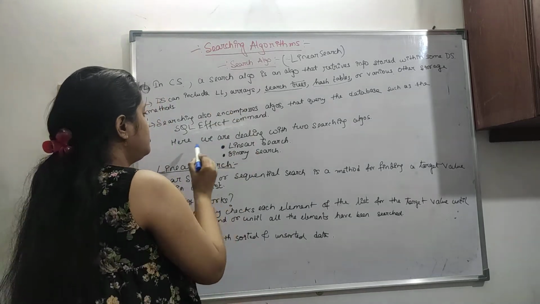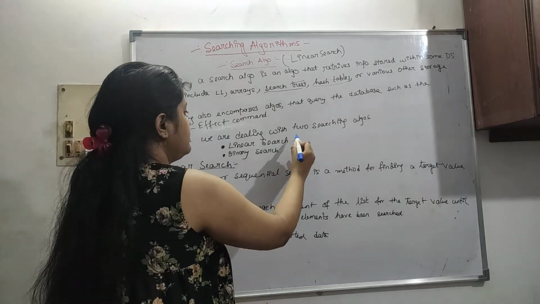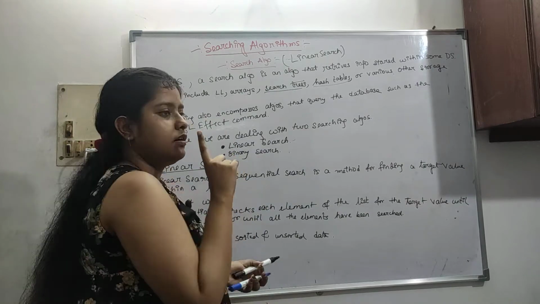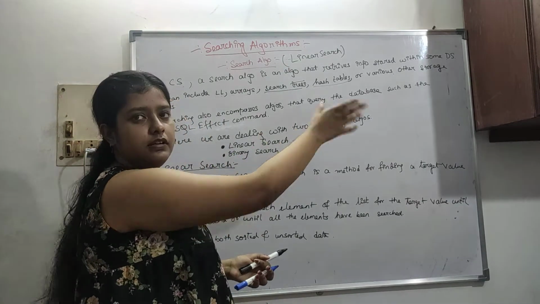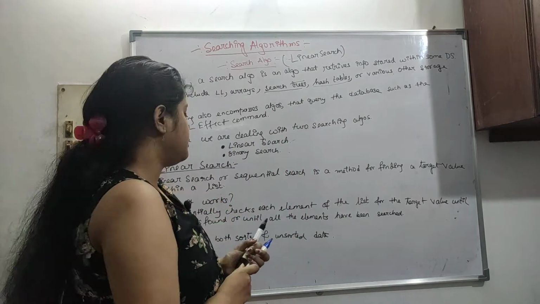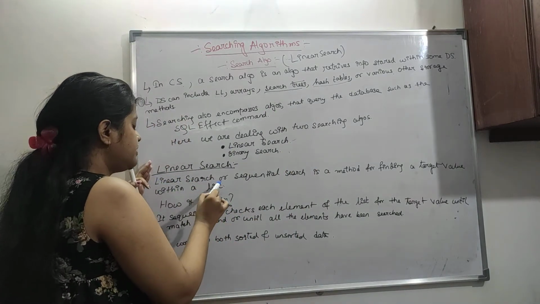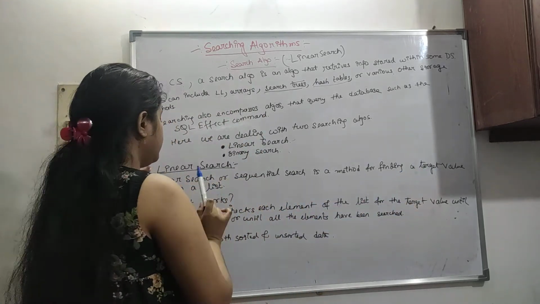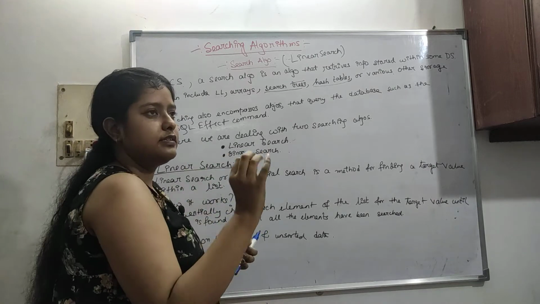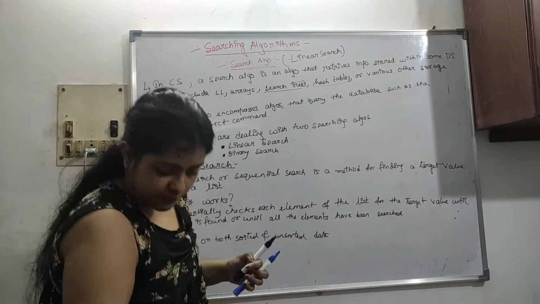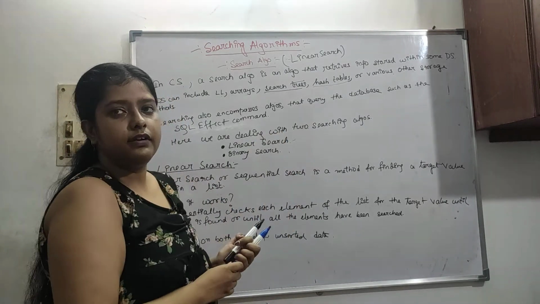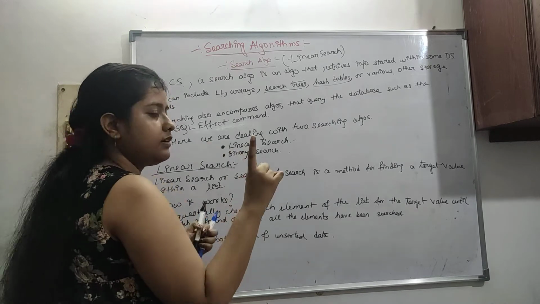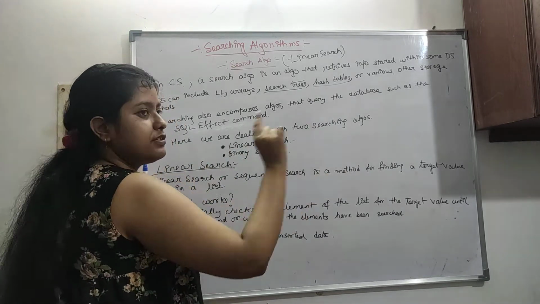Now here we are dealing with two searching algorithms: linear search and binary search. Just before this, when we were doing selection sort, I told you it was searching linearly. Linearly means sequential search. Linear search, or sequential search, is a method for finding a target value within a list. Let's say you have to find some given value within our array or linked list, so you go sequentially and search.